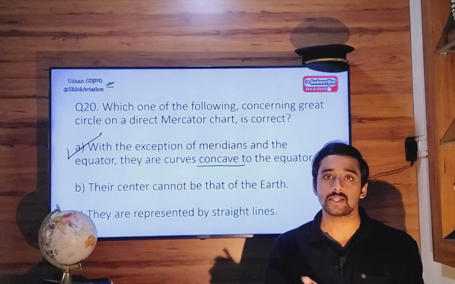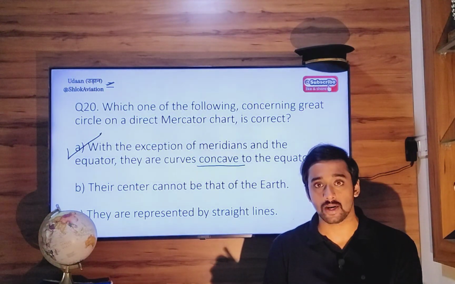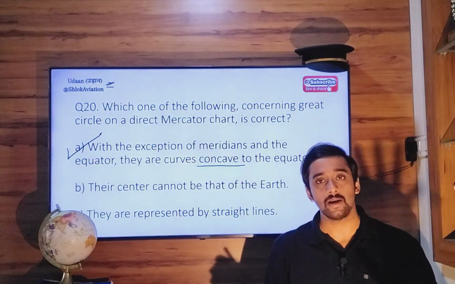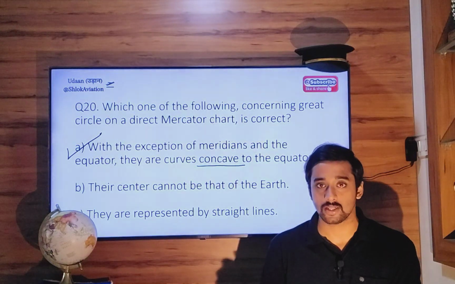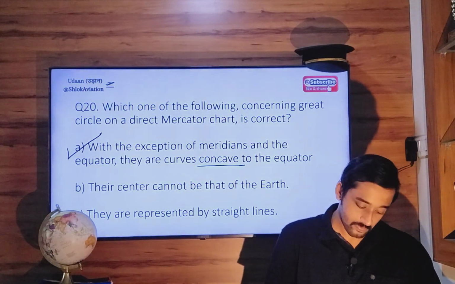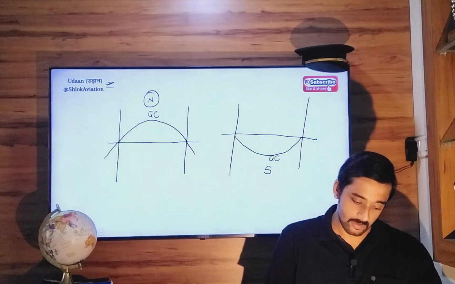Remember all the properties of all the charts: Mercator, Lambert's, polar, transverse Mercator, oblique Mercator chart. Very simple properties and easy to remember. And when you remember them, you will get full marks on all these theoretical questions related to them. So very scoring. Don't omit that. So do those chapters very well.